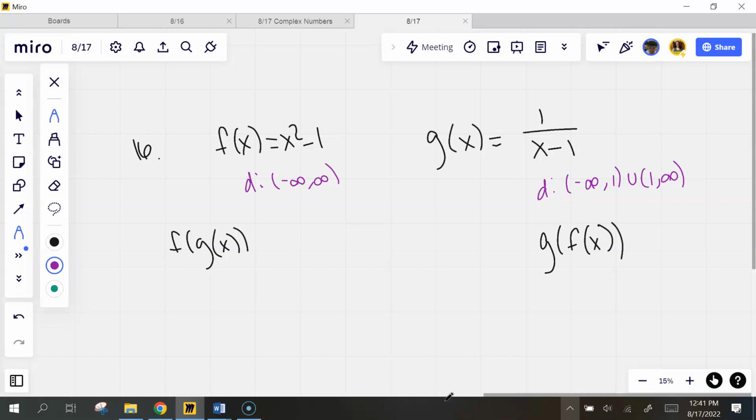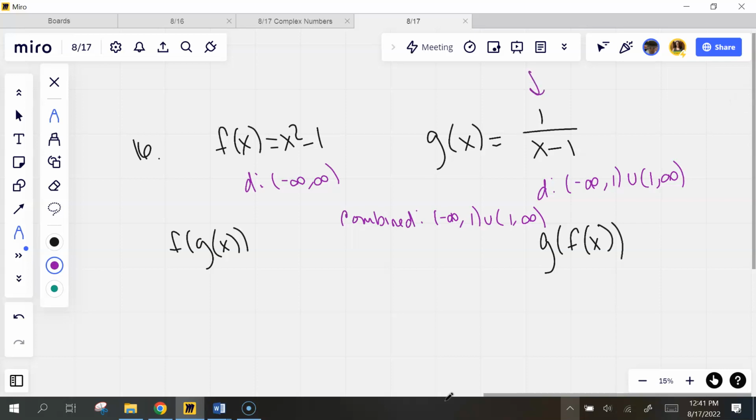Y'all following me now? So what's the combined domain? The one on the right. That's exactly right. Negative infinity to 1. And as long as I don't do any division, that's going to be my domain for my function operations. Okay?